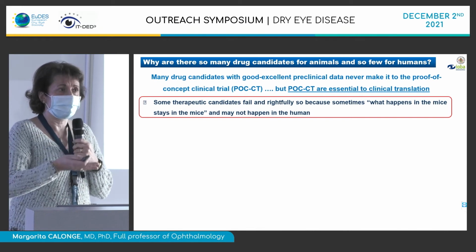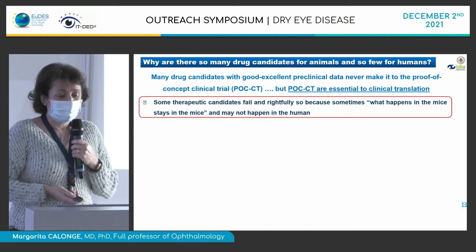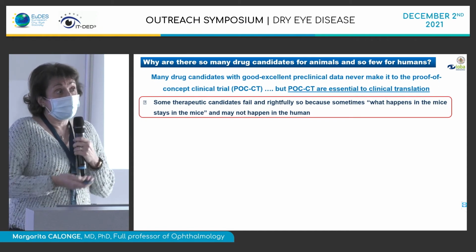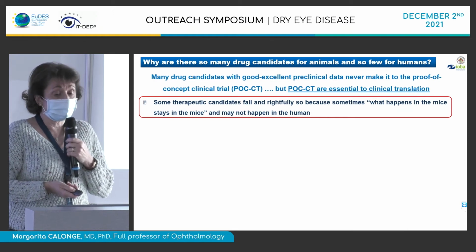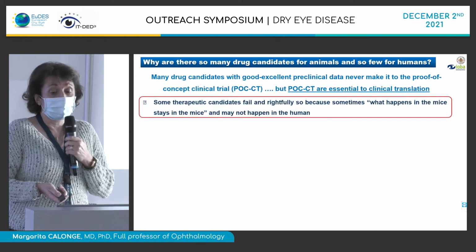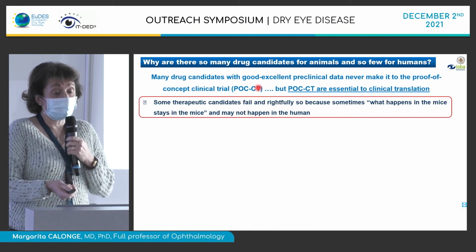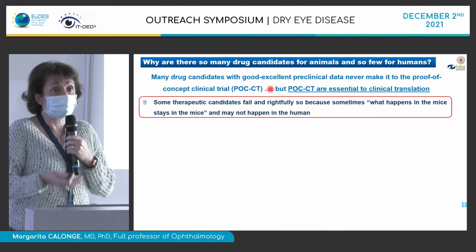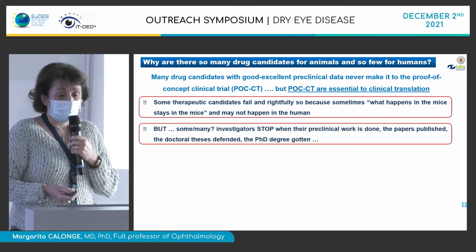There are many reasons, and again, we could be here for a week explaining that, but this is the message that I wanted to give you all, new young people. Some candidates that you are working with right now may be very good for the mice, but not good for the human. And this is just the way it is. Mice and humans are not the same. And if we never go to these proof of concept clinical trials, we will never know. So some good drugs for mice don't work for humans.